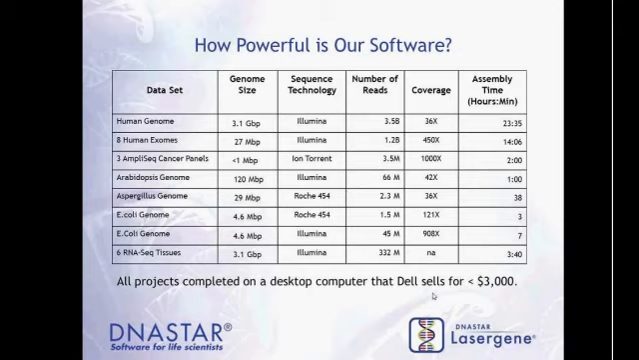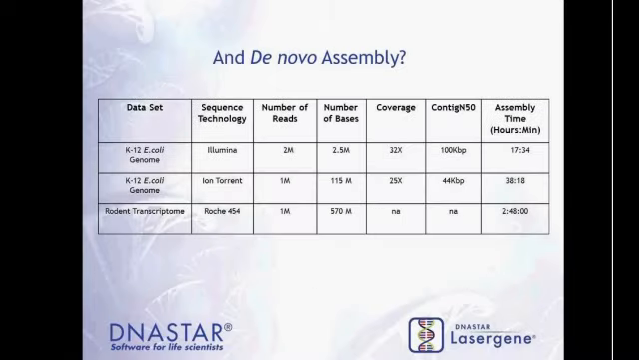And if you are interested in the software, we can certainly talk hardware. You can contact DNA Star. We can give you exact specifications. De novo assemblies are a little bit different. They require more RAM, so it's a different flavor of our algorithm. And depending on how big the data set is, you may have some different assembly times.